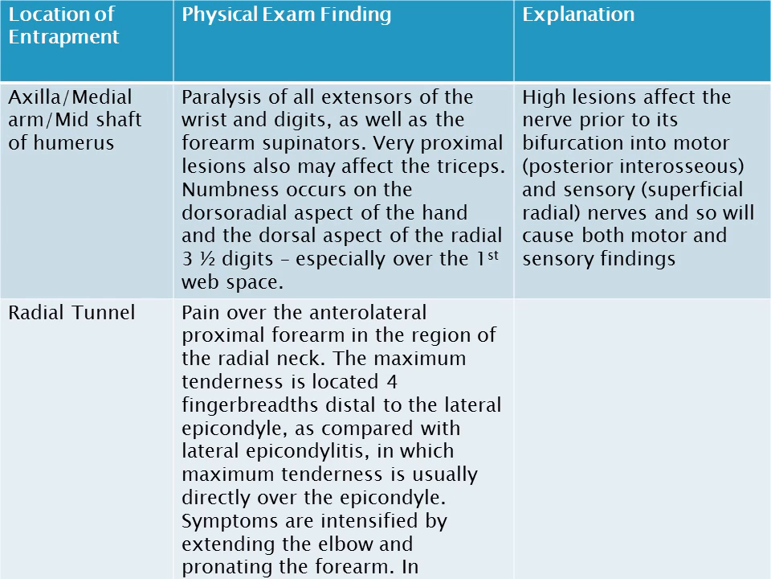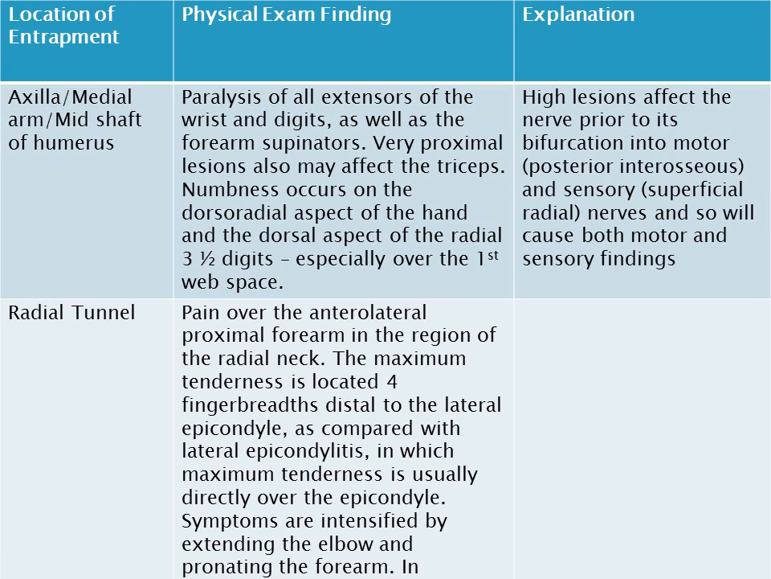Okay, so let's review the main features and findings of radial nerve lesions, and then we'll go on to discussion of the ulnar and median nerves. Now, radial nerve lesions can generally be subdivided into two basic locations. We can have a high radial nerve lesion, or we can have a low radial nerve lesion.